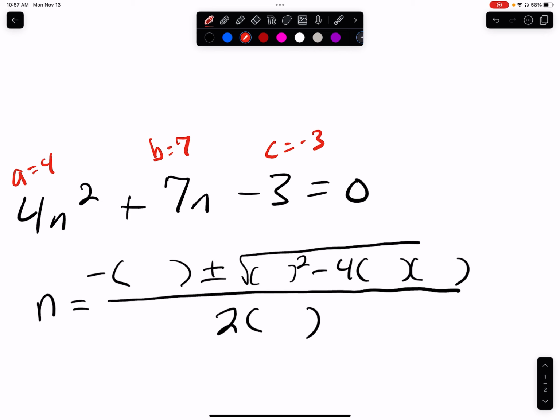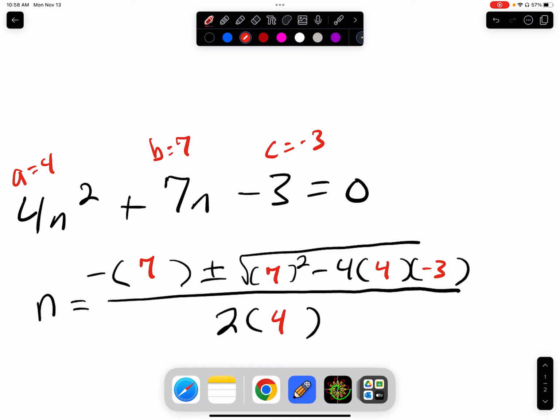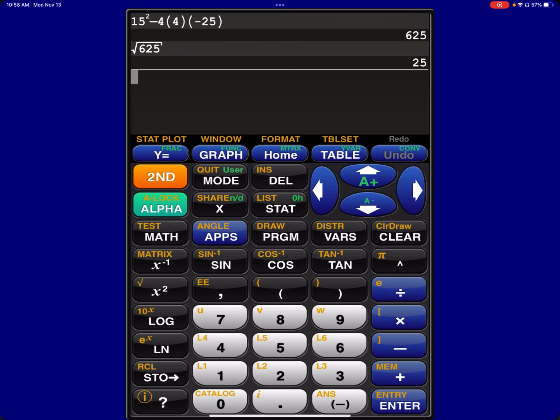Okay, so I've got B is 7, so I've got 7 and a 7 there, minus 4 times A is 4, times C is -3. Oh, see, look, I try to put parentheses in automatically. All divided by 2 times 4 on the denominator here. So again, we're going to evaluate the discriminant. That means what's underneath the radical. Just do that first. So I've got 7 squared minus 4 times -3.